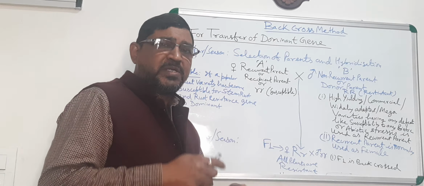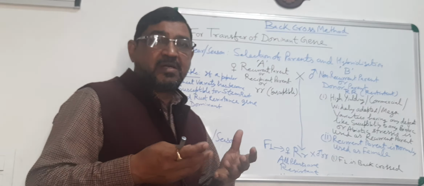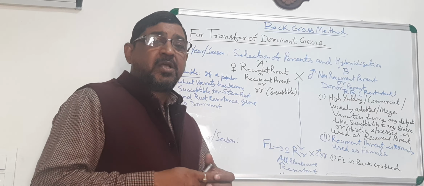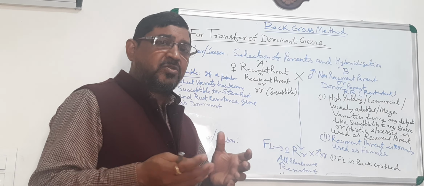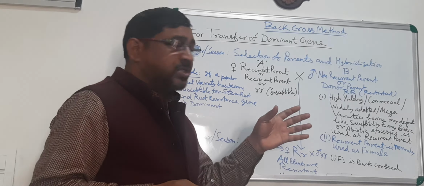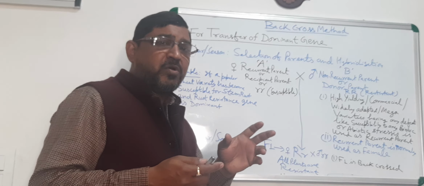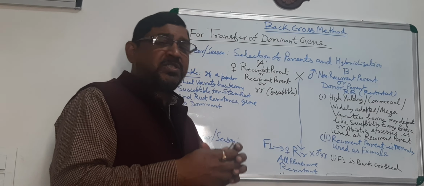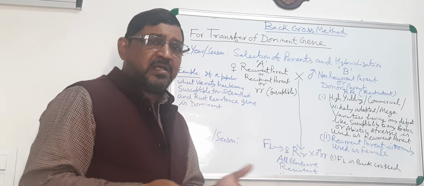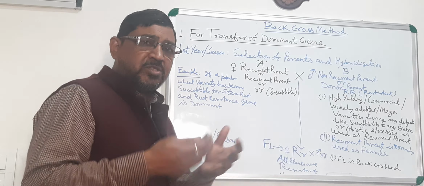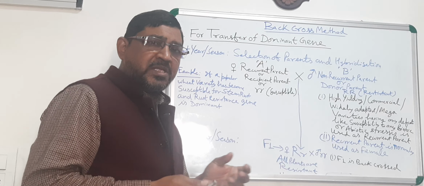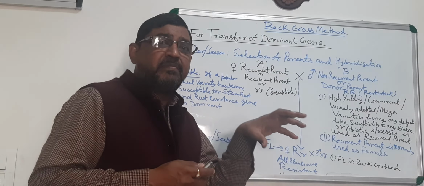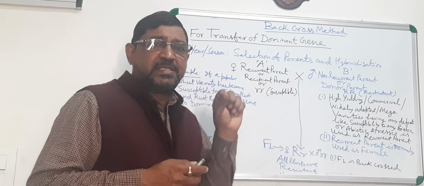cytoplasmic genes also from the donor parent for certain traits like cytoplasmic male sterility and other things. So in that case you can do something else, but in normal cases when you are going to transfer a gene from the donor parent which is available in the nucleus, a nuclear gene, the majority of genes which you transfer are in the nucleus. So in that case you use the donor parent as a male parent, as a pollinator.